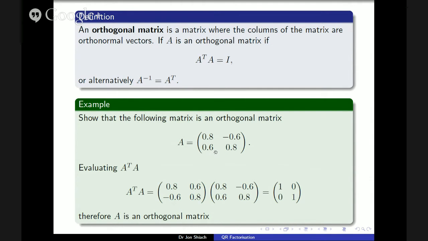So here we have a 2 by 2. If we evaluate A transpose times A, we get the identity matrix. Furthermore, if you calculate the magnitude of the columns, you get a 1. So that's an orthogonal matrix. We want one of our matrices which results in the factorization to be orthogonal, hence why we need to revisit that.